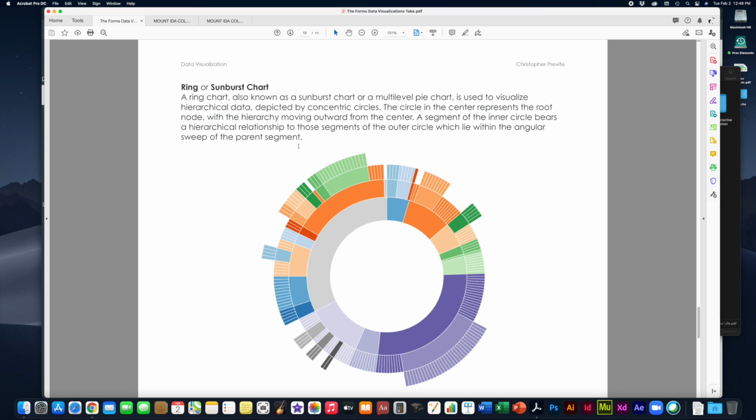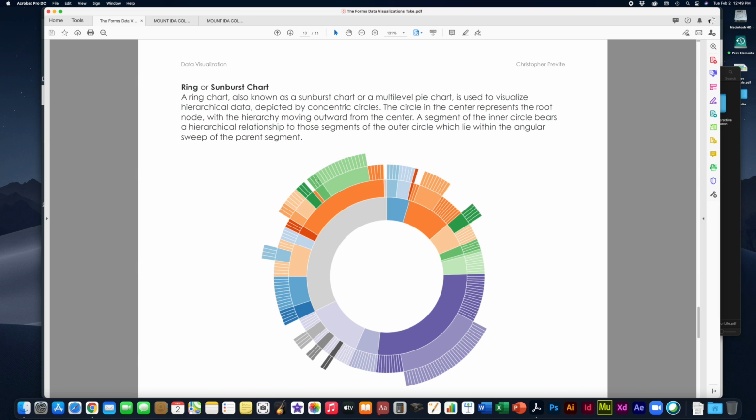With the hierarchy moving outward from the center, so meaning as we get further away from the center, the numbers go upwards. Now, there's no numbers attached to this or anything, but just visually, you can look at it and sort of make some assumptions based on the pie chart wedge sizes, the amount of data that extends outwards from the center, and so on and so forth.